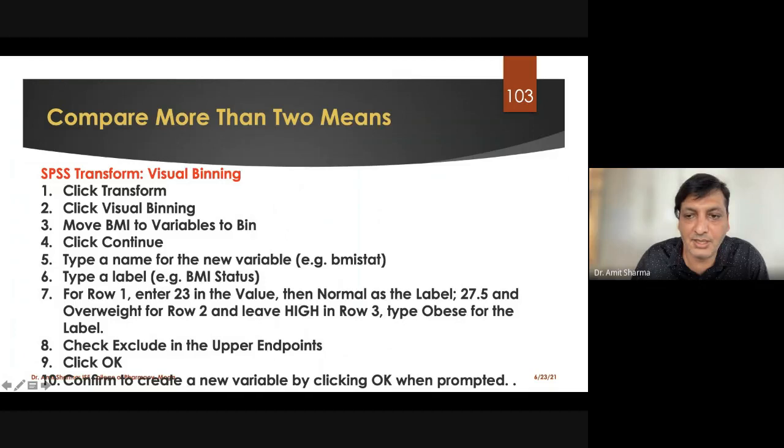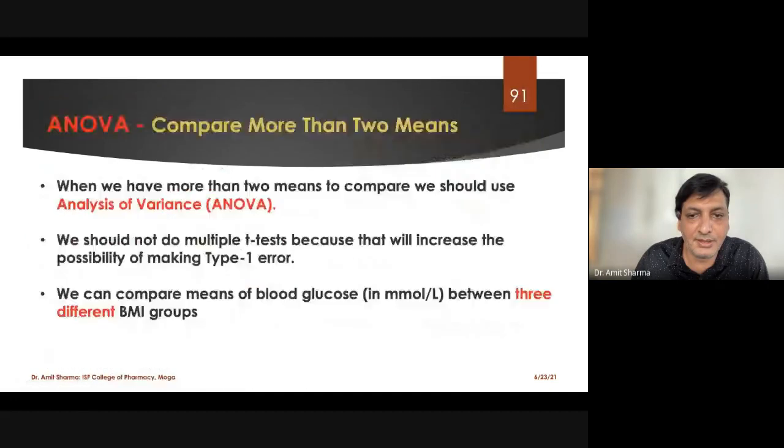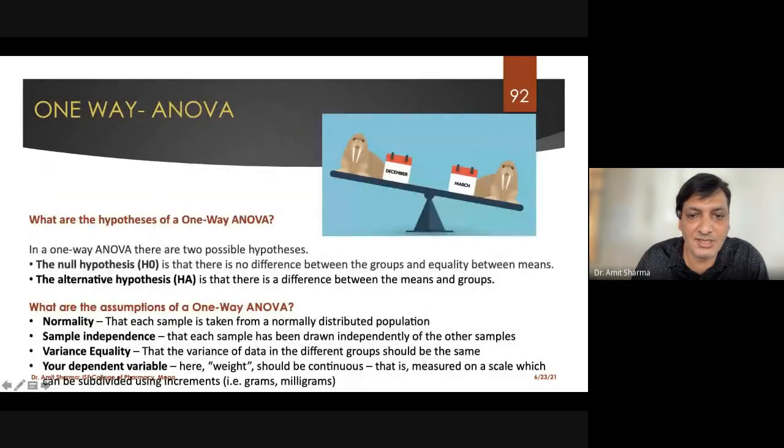The BMI is divided into three different groups. For example, group number one will be called normal, second will be called high, and third will be called obese, based upon the level of the BMI which we have received during the study. So we'll go back and see the null hypothesis. Null hypothesis says that there is no difference between the groups, all groups are similar, and there is equality between the groups.